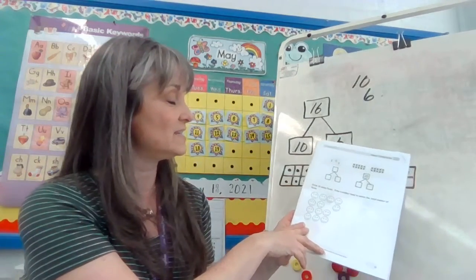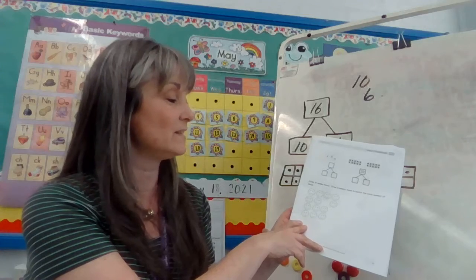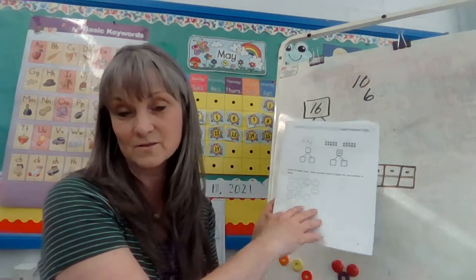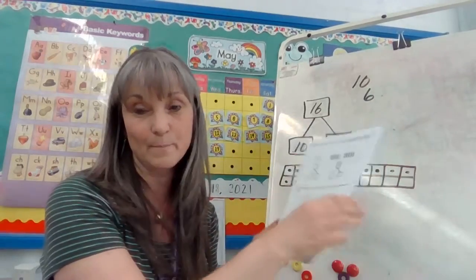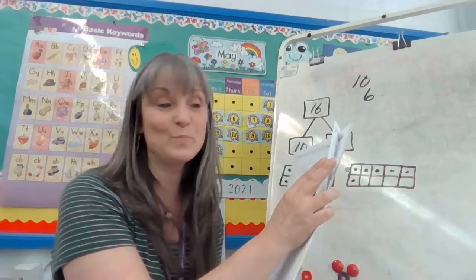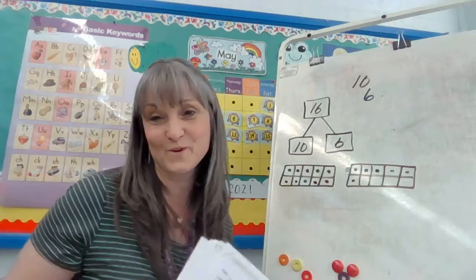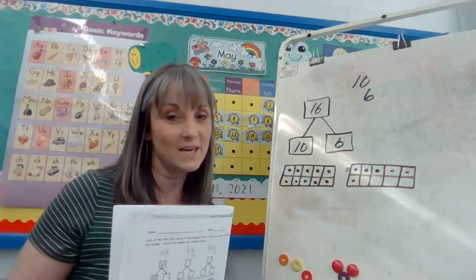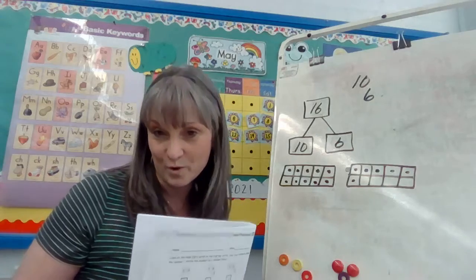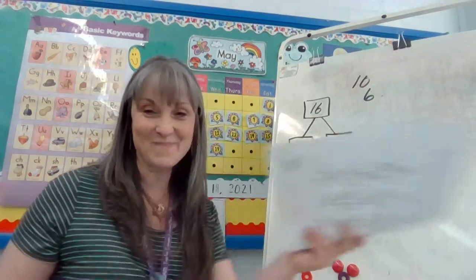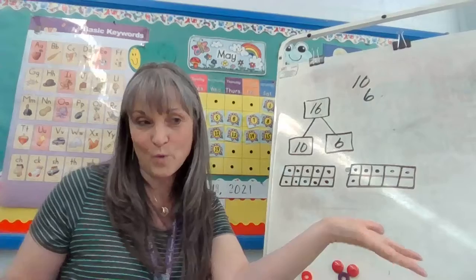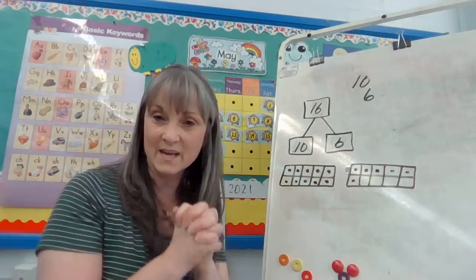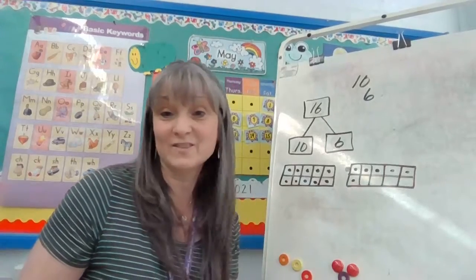And then at the end, it says circle 10 smiley faces and draw a number bond to match the total of faces. So again, they're going to be making another number bond. Number bonds will be everywhere in first grade as well. If your child is not quite getting it, do not worry, okay? It will come back.